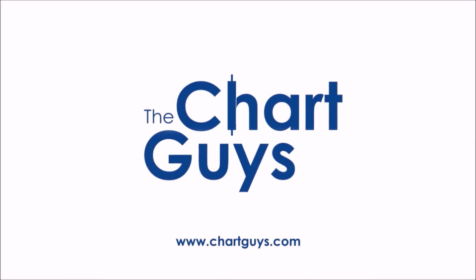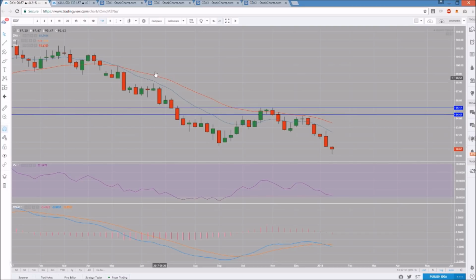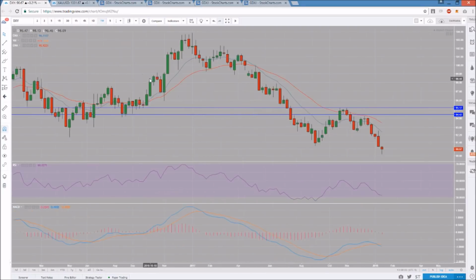Let's check out some charts. Hey everyone, checking in on gold. We're going to look at gold, miners, and the dollar. So starting off with the dollar, it's the dollar weakness that has been giving a lot of momentum to gold here. We have a key break on the weekly time frame.